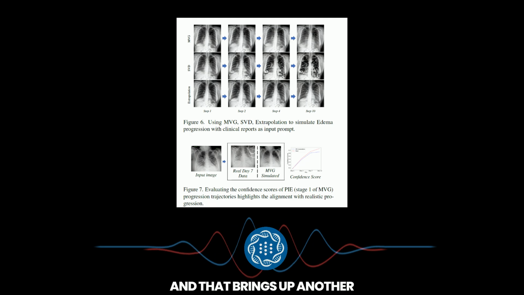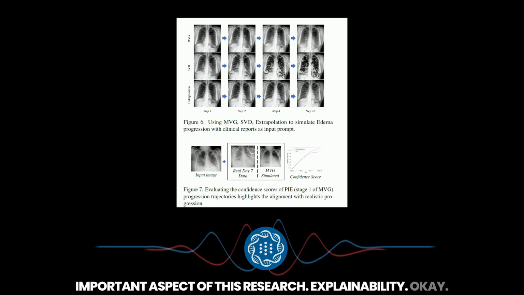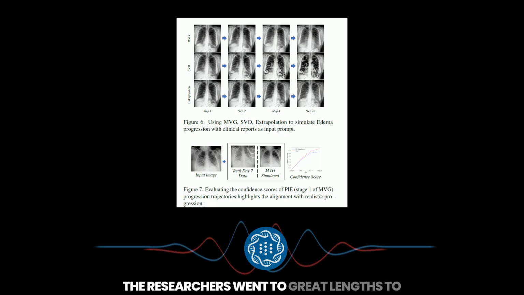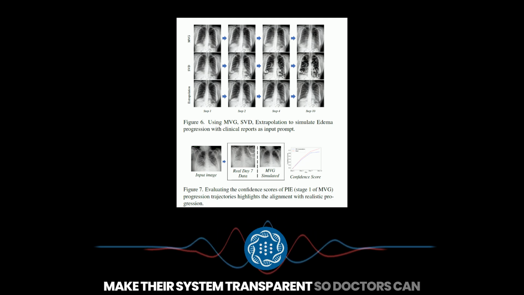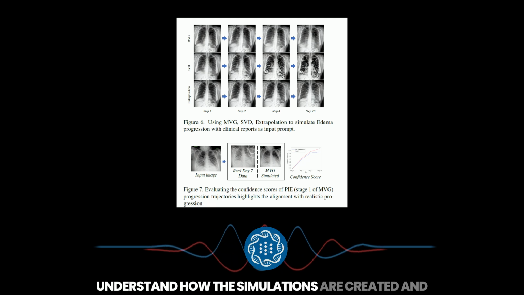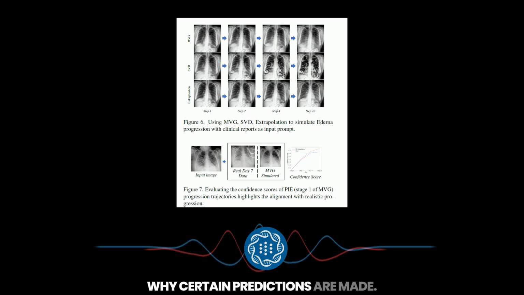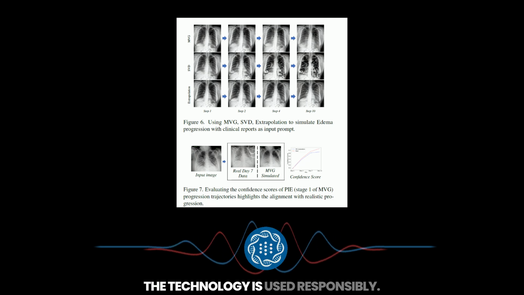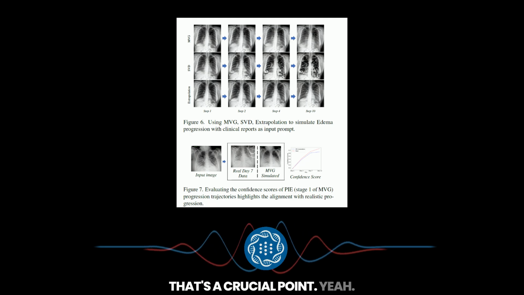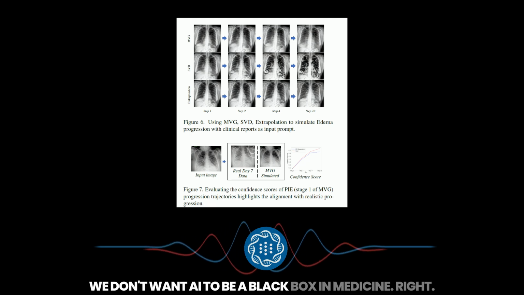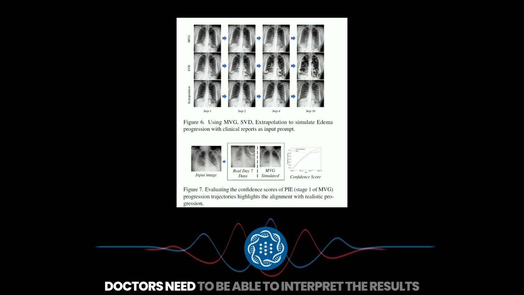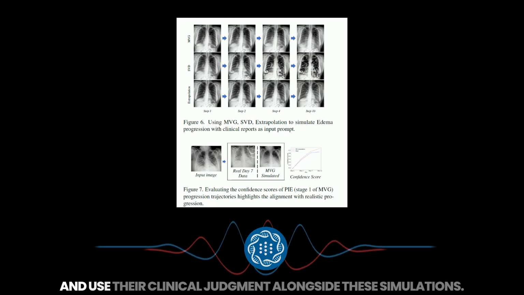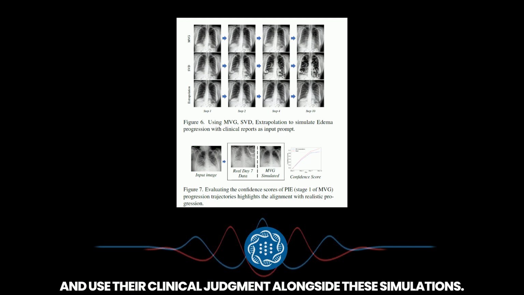And that brings up another important aspect of this research: explainability. The researchers went to great lengths to make their system transparent, so doctors can understand how the simulations are created and why certain predictions are made. This builds trust and ensures that the technology is used responsibly. That's a crucial point. We don't want AI to be a black box in medicine. Right. Doctors need to be able to interpret the results and use their clinical judgment alongside these simulations.